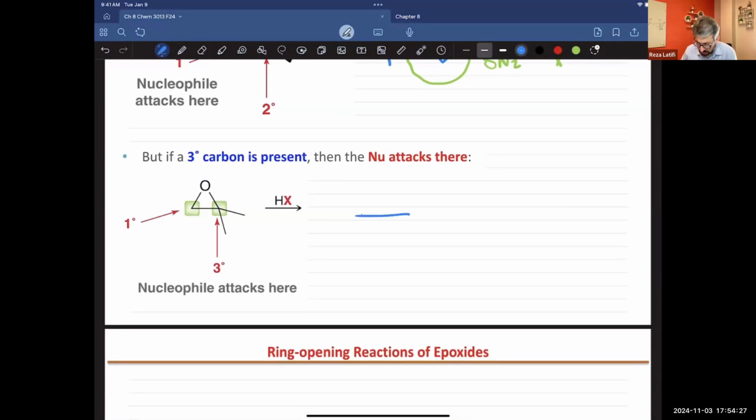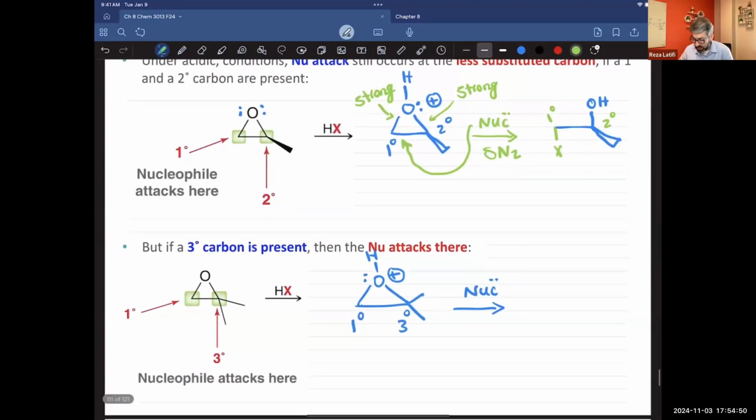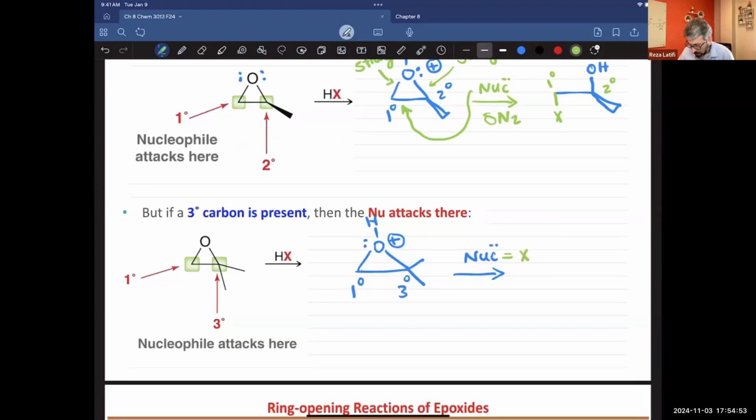So again, we will have O attached to two carbons. Here we have an H. There is a positive charge, and oxygen has a lone pair. We have a primary carbon and a tertiary carbon. Next step, when you add the nucleophile, let's say again it is X, whatever, this reaction is going to go through an SN2 reaction.